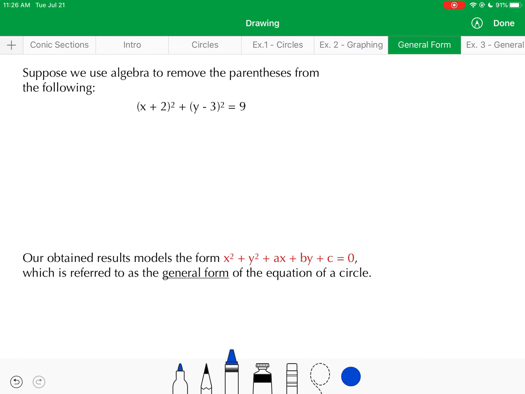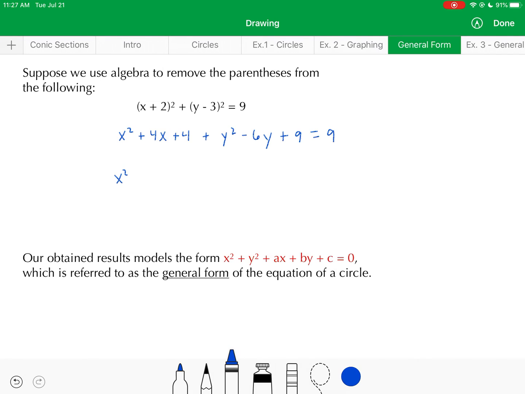All right, now suppose we use algebra on the equation of a circle in standard form to clear the parentheses, okay? So in this particular equation, what I mean is we're squaring x plus 2, we're squaring y minus 3. So that's going to lead me to x squared plus 4x plus 4 added with y squared minus 6y plus 9 equal to the constant of 9. And then I'm just going to combine like terms and do some rearranging here.